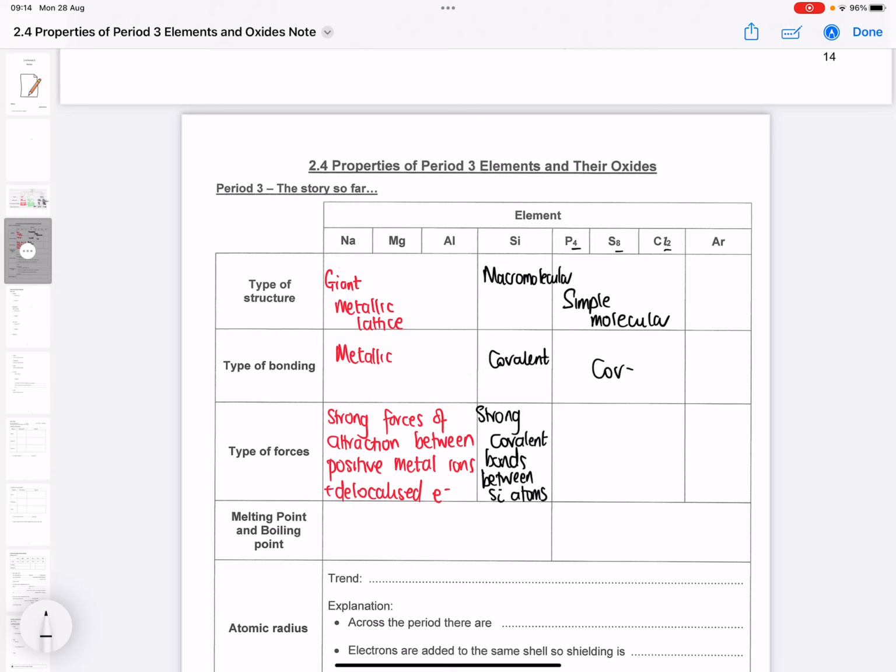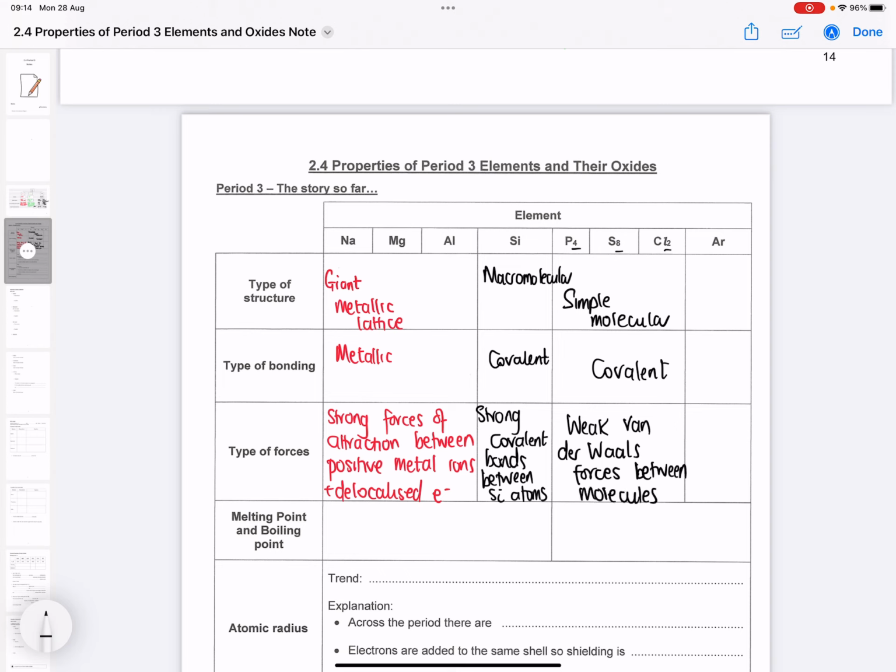with covalent bonding, but it's not the covalent bonding that you break when you boil them or melt them, it's the weak intermolecular forces, and then because these are all elements, these would all be van der Waals forces. And these are all molecular, P4, S8, Cl2, so van der Waals forces between molecules.